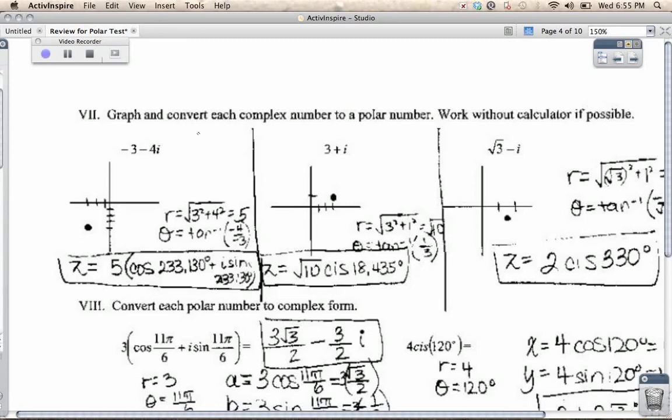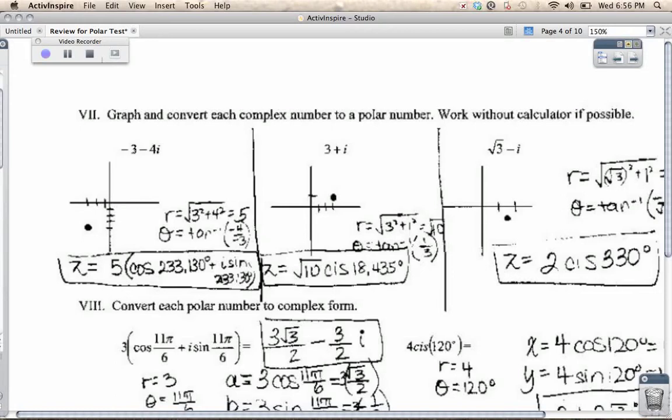All right, so for number 7, we're going to graph and convert each complex number into a polar number. You want to try to work on these without a calculator, okay? All of those formulas that we just talked about with x squared plus y squared and the theta and the r, the theta and the r is really going to stay the same. The only thing that's going to change is your x and y.